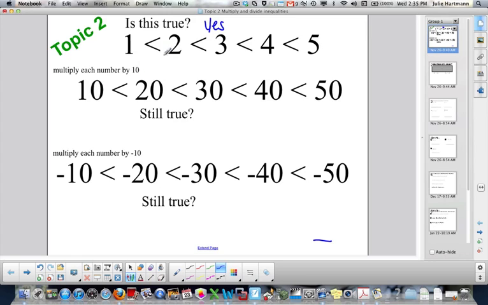So 1 times 10 is 10, 2 times 10 is 20, 3 times 10 is 30, 4 times 10 is 40, and 5 times 10 is 50. Is that still true? Well, is 10 less than 20, which is less than 30, less than 40, and less than 50? Yes, that is still true.